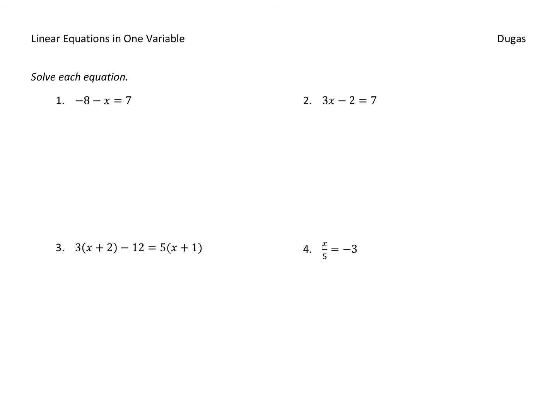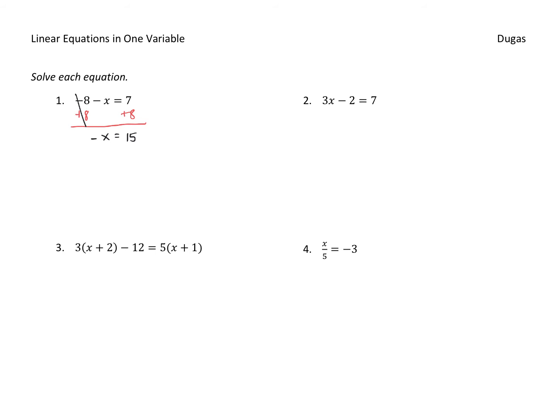The goal here, when we have one variable, is to get the variable by itself on one side of the equal sign so that we can say x equals whatever it is. In this first one, if we're trying to get x by itself, we want to get rid of that -8. The opposite of -8 is +8, so we're going to add 8 to both sides of the equation. -8 plus 8 is 0, so that zeroes out and simply leaves a -x on the left. And then on the right-hand side, we have 7 plus 8, and that will give us 15.